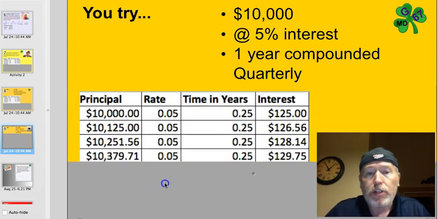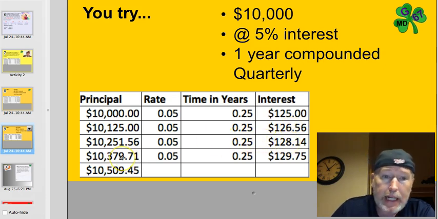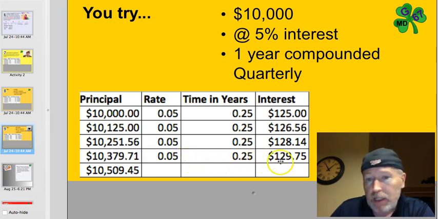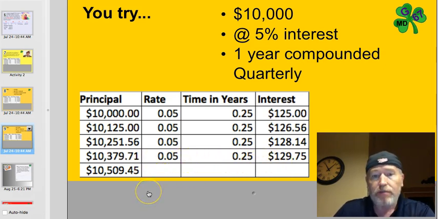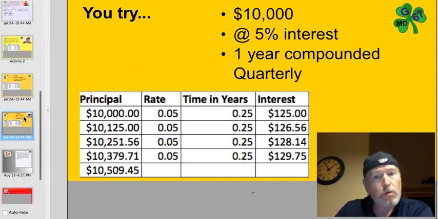4 different calculations. So $10,000, you'd have $125 in interest the first quarter, $126 in the second, $128 in the third. Remember, you just got to keep adding that on into the principal before you do that next calculation. $10,509.45 at the end of that 1 year. That's compounding quarterly. Okie dokie.